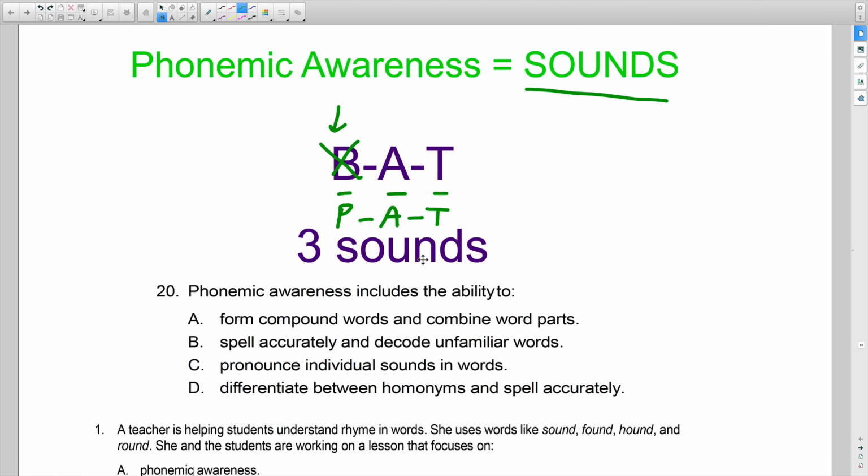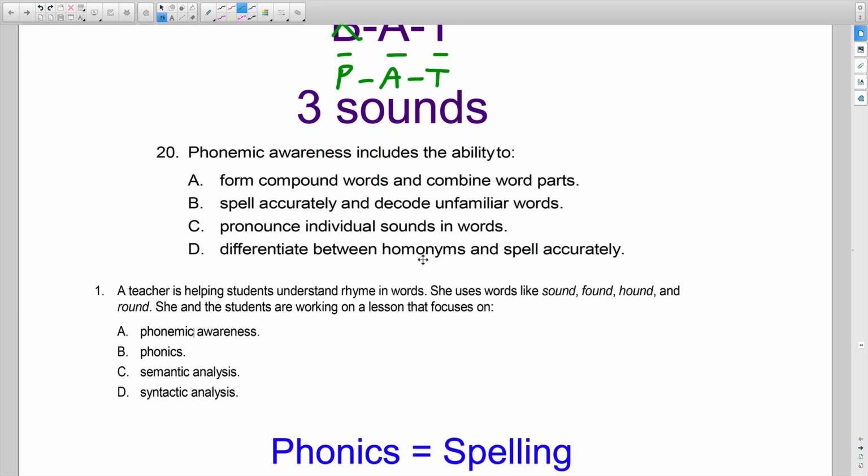Now, on the test, you're going to see this in a variety of ways, but I've pulled a couple of questions here for you to take a look at. Take a look at this number 20. This is from one of our practice tests in our ELA K6 book. Phonemic awareness includes the ability to, and we have A, form compound words and combine word parts, B, spell accurately, C, decode unfamiliar words, pronounce individual sounds in words, and D, differentiate between homonyms and spell accurately.